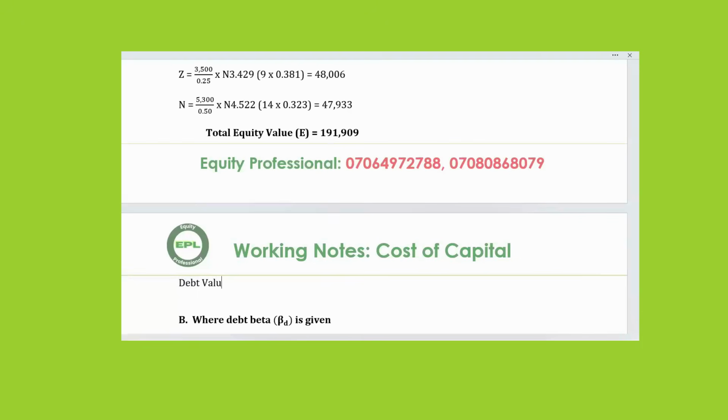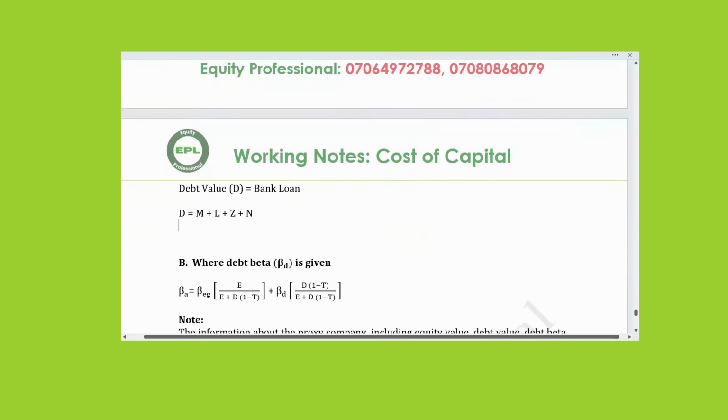Debt value, denoted as D, is equal to the bank loan, which is not tradable. Therefore, debt value will be equal to the market debt value of the bank loan of Mississippi plus the bank loan of Limpopo plus the bank loan of Zambezi and then plus the bank loan of Nile. So that will give us the total debt value.